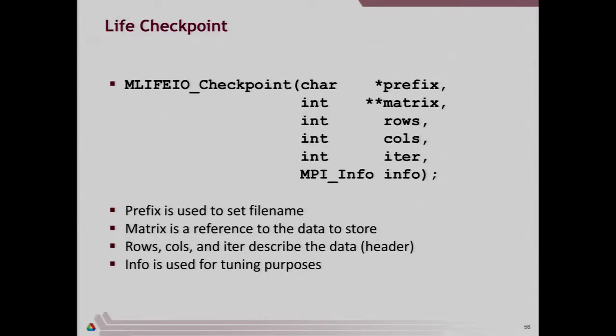routine is written with writing out to a file in mind. And so it takes a file name prefix, and that way we have a name to associate with things. It then takes a reference to the local matrix data, and then also the rows, the columns, the iteration number, and this MPI info parameter, which is a way to pass in performance tuning information.